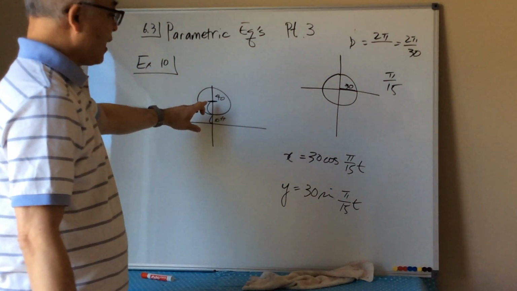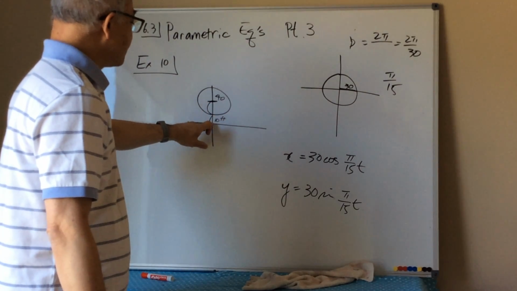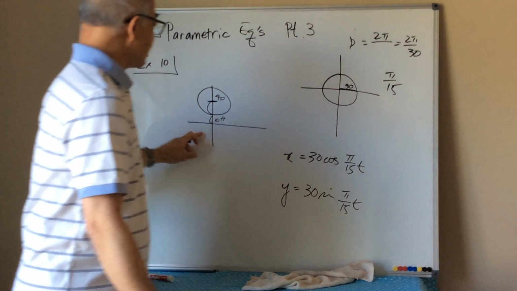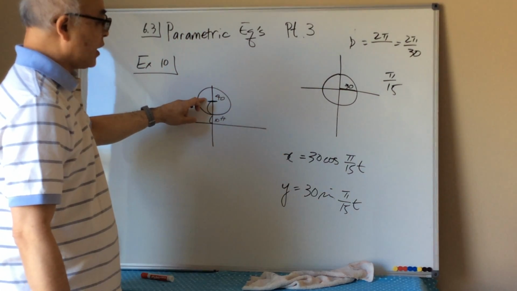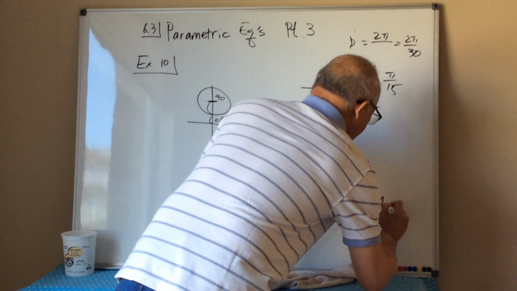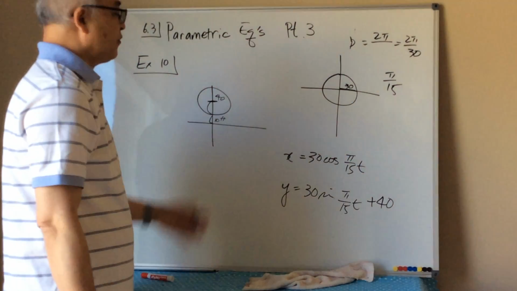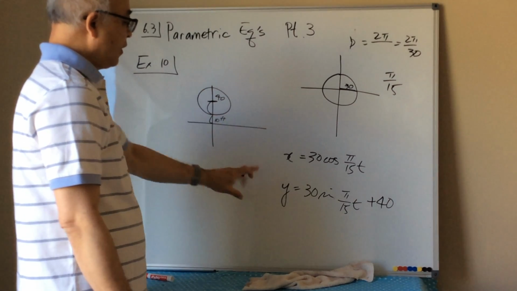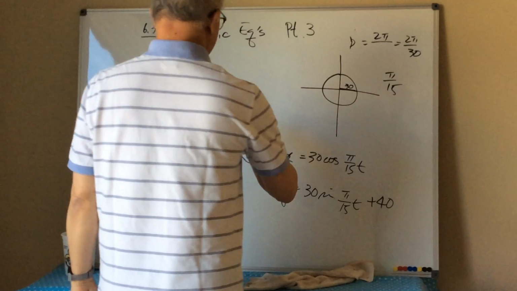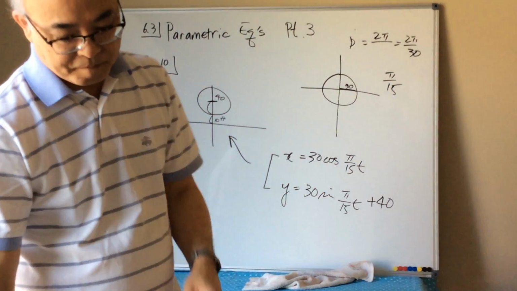If the center used to be at 0, 0, the center is now 0, 40. So I'm just adding 40 to the y equation to make that shift vertically up. This here is the parametric equation for that path.